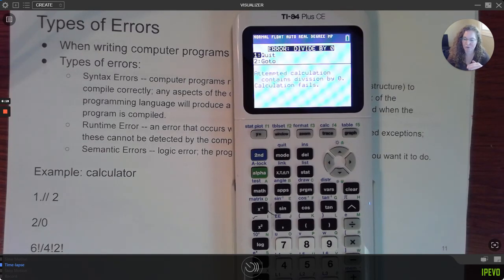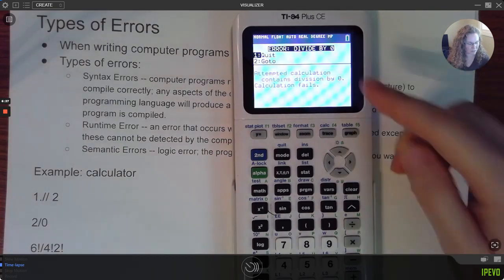If you do something like this in a program, you won't detect it until the program is running. It will become a runtime error.